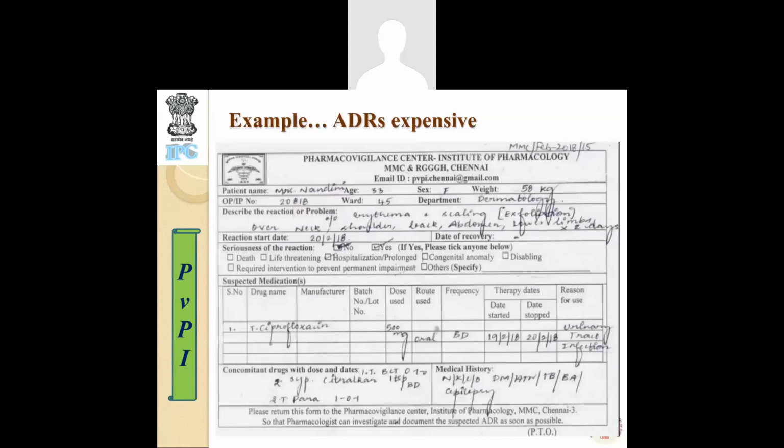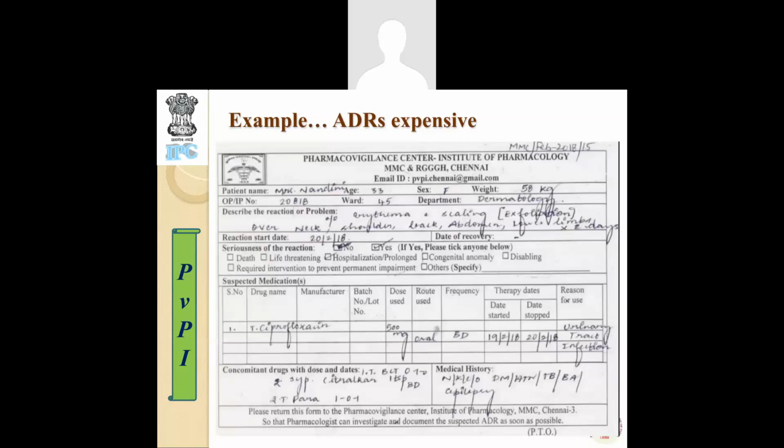This is one ADR report which we received long back in 2018. The patient had a urinary tract infection and was treated with ciprofloxacin, and 3 more drugs were also given: Citralka, paracetamol and B complex. But due to this ciprofloxacin, the patient developed erythema, scaling, exfoliation all over the body. Almost all over the body, exfoliation was there.